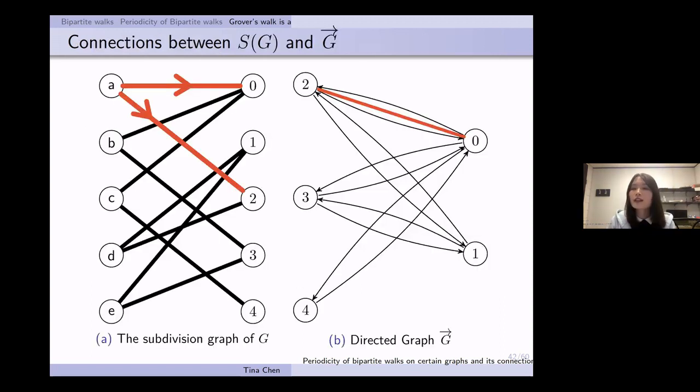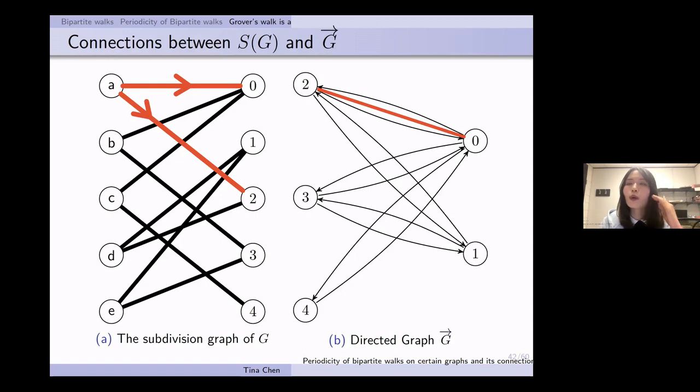Okay, to see that, I want to show you a connection between the subdivision graph and the directed graph. So remember, when we construct our directed graph, we give each edge two directions, and then we create two arcs. For example, we give the edge 2, 0 two directions, then we get an arc from 0 to 2, and another arc from 2 to 0.